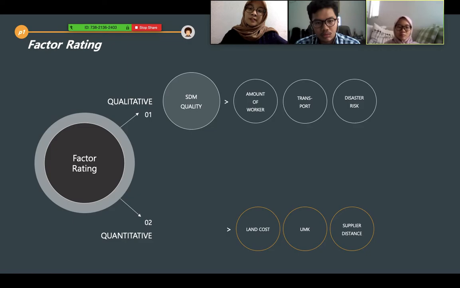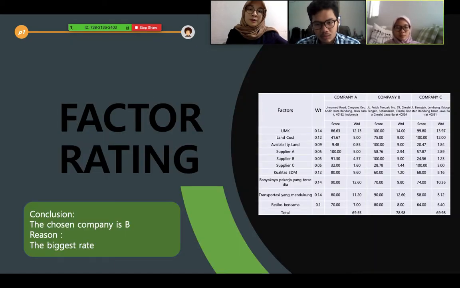And then the factor rating, there are 2 factor ratings: qualitative and quantitative. The qualitative are SDM quality, amount of worker, transport, and disaster risk. Disaster risk is like flood or earthquake. And the quantitative are land cost, UMK, and supplier distance. So we found the total rate of company A, B, and C. The conclusion is the chosen company is company B. The reason is because it has the biggest rate.